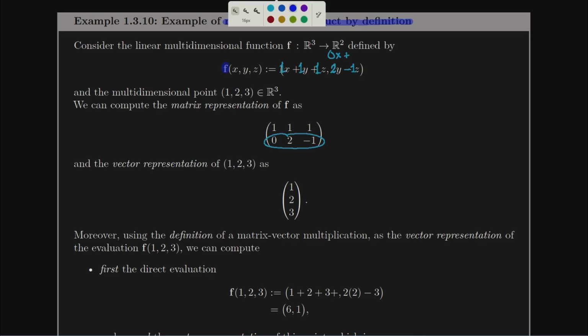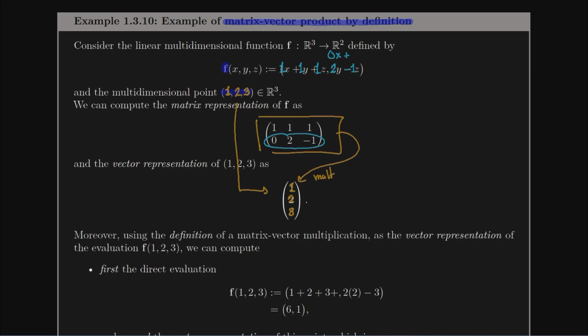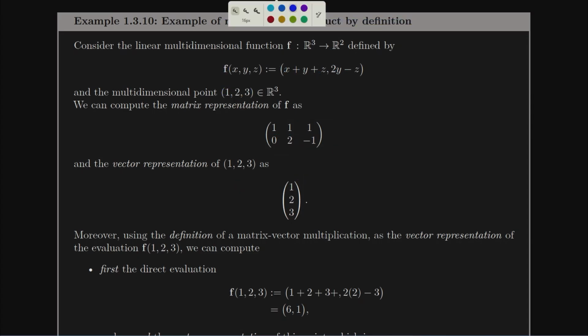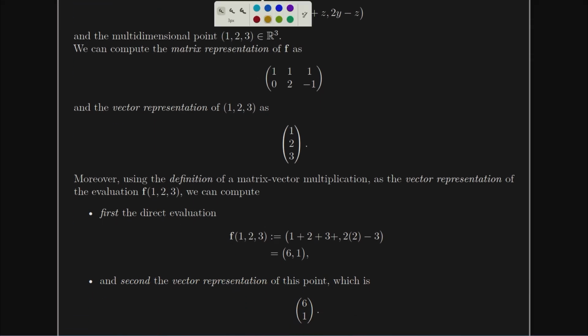And then let's consider the vector 1, 2, 3 as the point, but also the vector 1, 2, 3. What would it mean to take this matrix and multiply this vector? Well, we're going to define it to be equal to just this function evaluated at this point. So how do I evaluate the function at the point? I just take my 1 and I plug it in for x. I take my 2 and I plug it in for y. And I take my 3 and I plug it in for z.